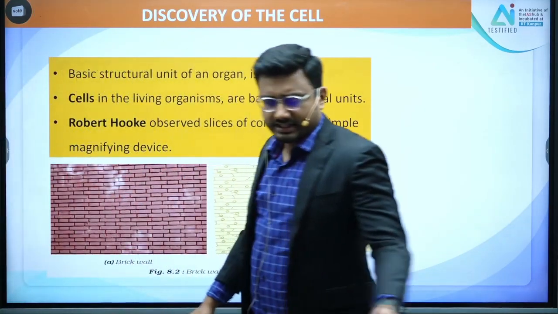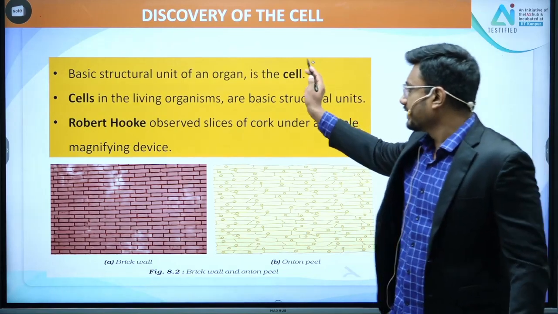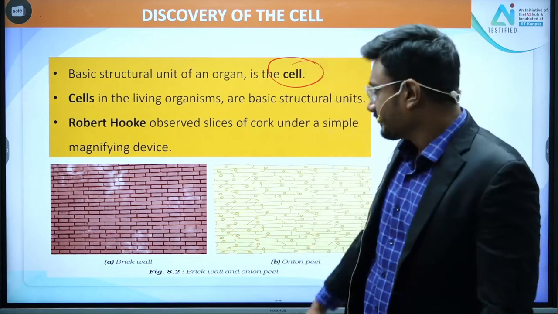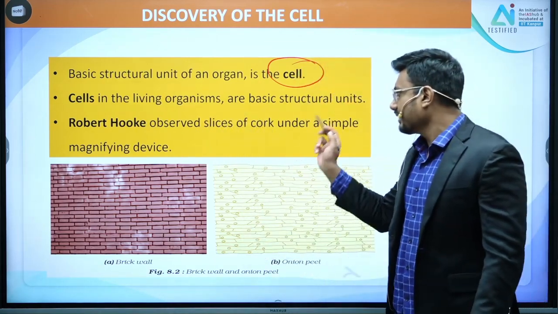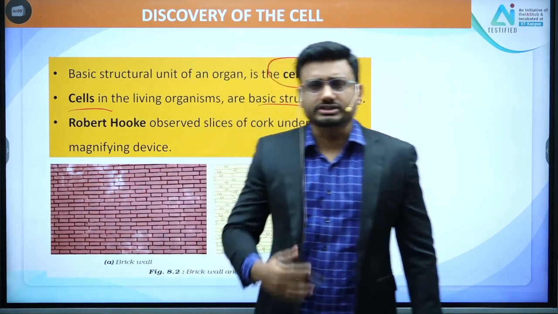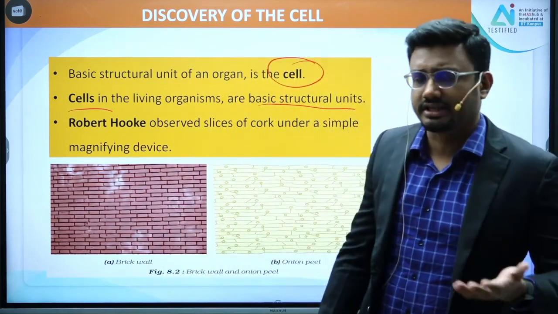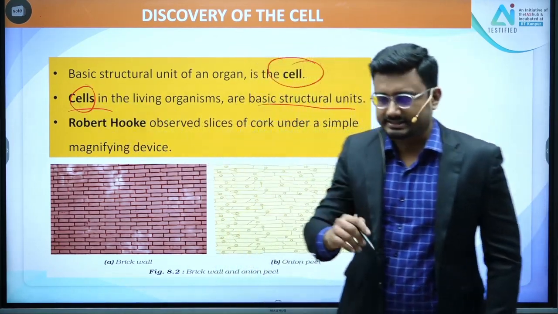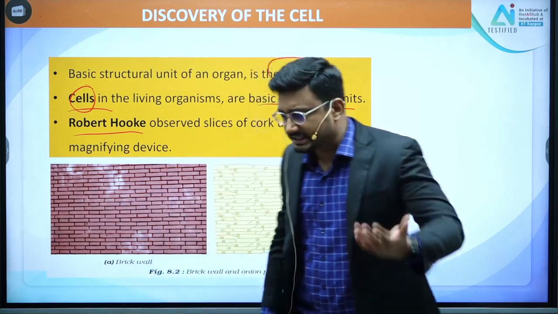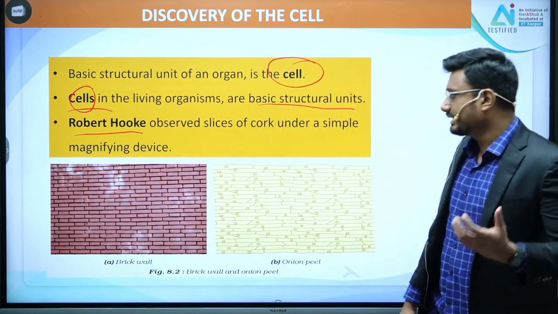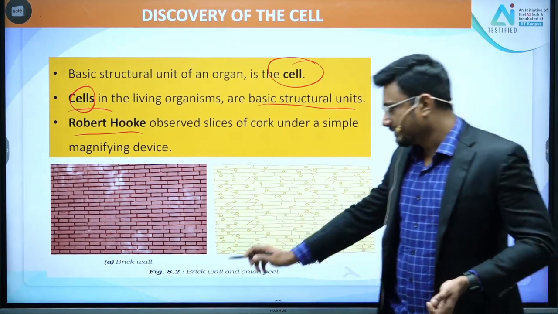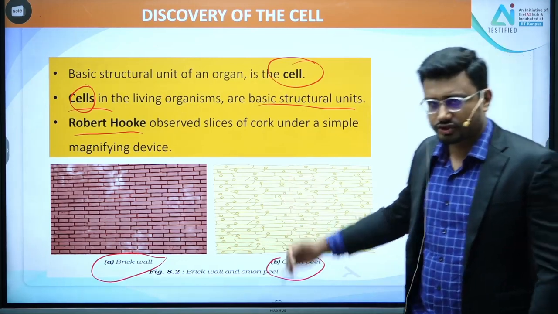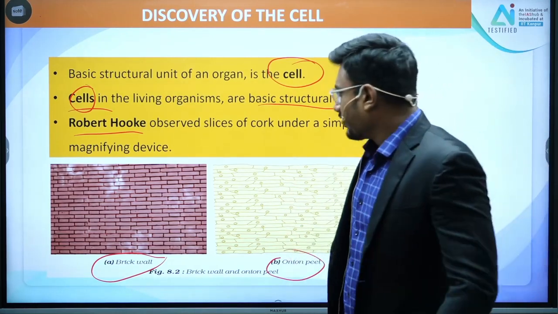So, discovery of the cell. The basic structural unit of an organism is the cell. Cells in living organisms are the basic structural unit. A question can come: which are the basic structural units in our body? The answer is very easy, that is cells. Robert Hooke was a scientist who observed slices of cork under a simple magnifying device. Here we can see the brick wall and the onion peel under the microscope. Now let's move on to the next slide.